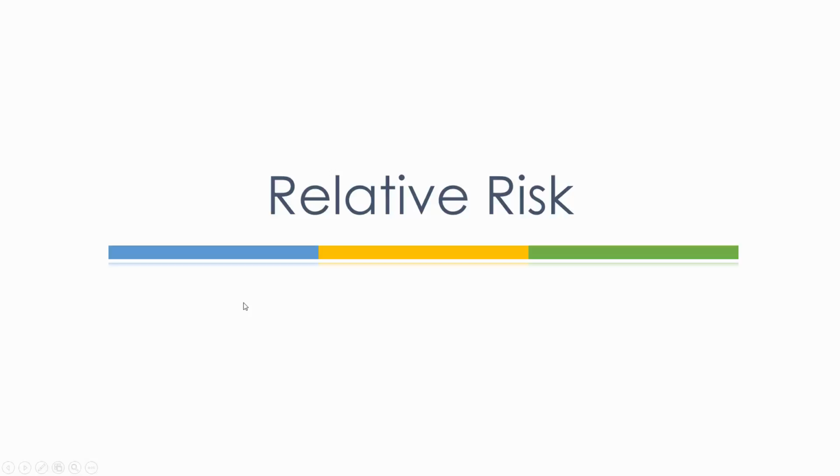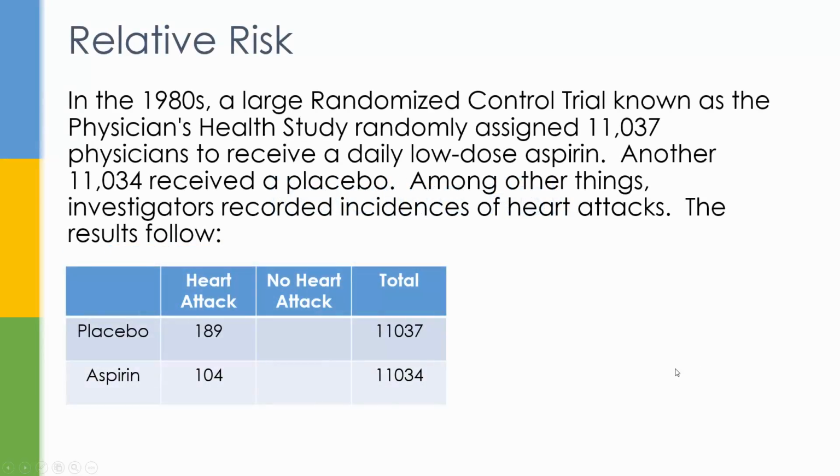Okay, in this video, I'm going to look at relative risk, and I'm going to start with a large randomized controlled trial known as the Physician's Health Study. In this case, there were actually more than this, but it came down to a little over 22,000 physicians, and they were randomly assigned to one of two groups. One group received a daily low-dose aspirin, and the other received a placebo.